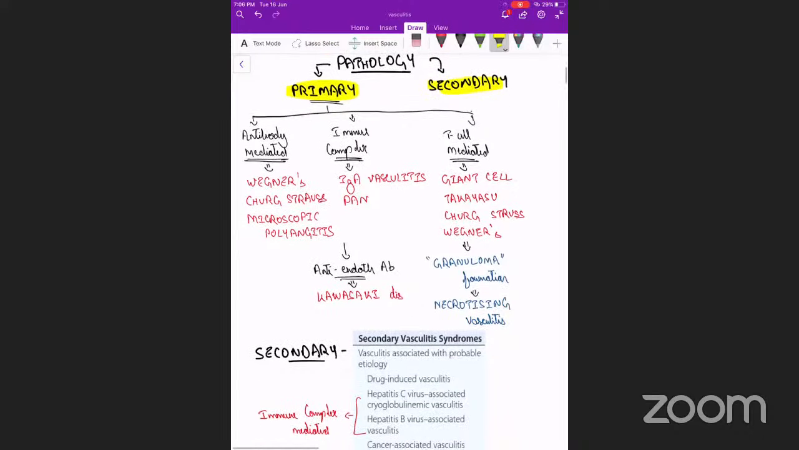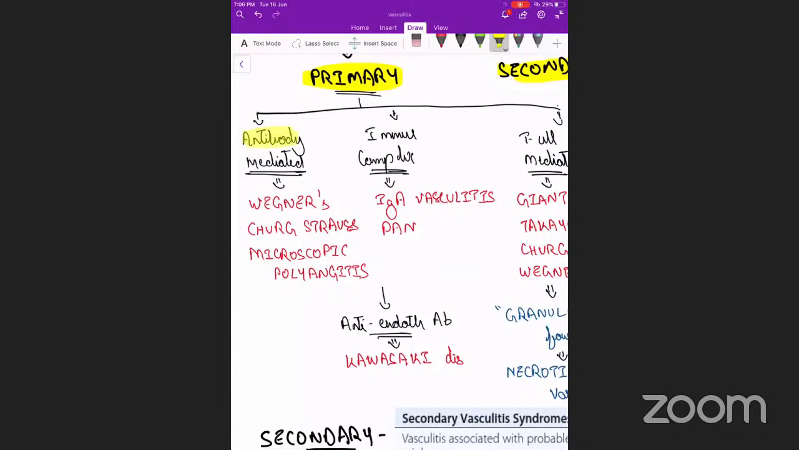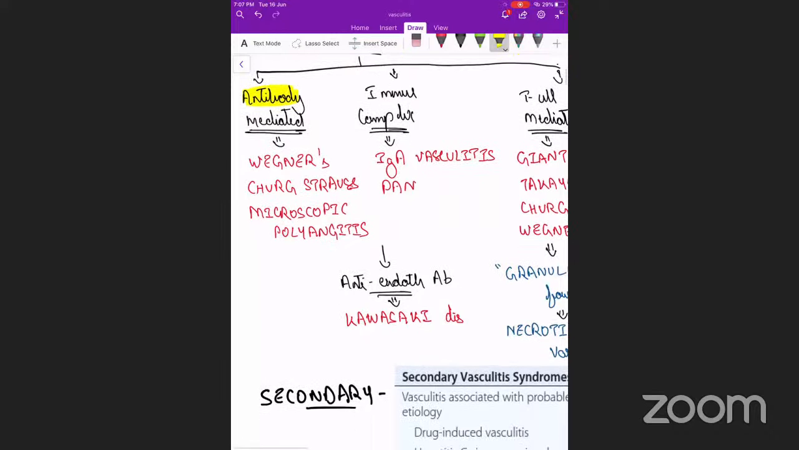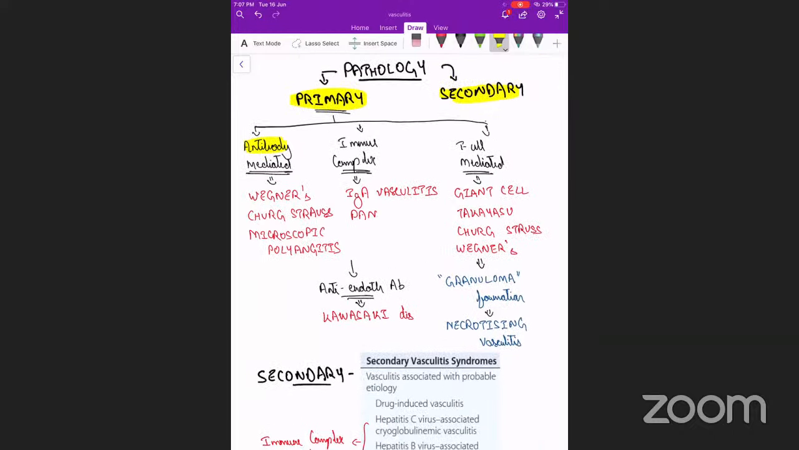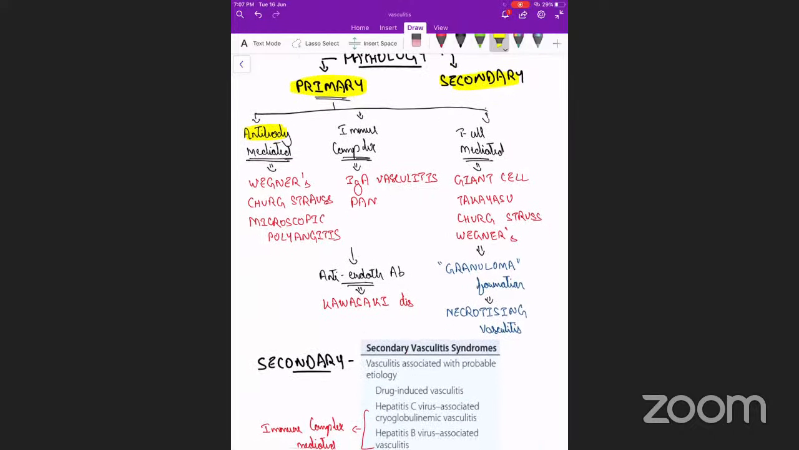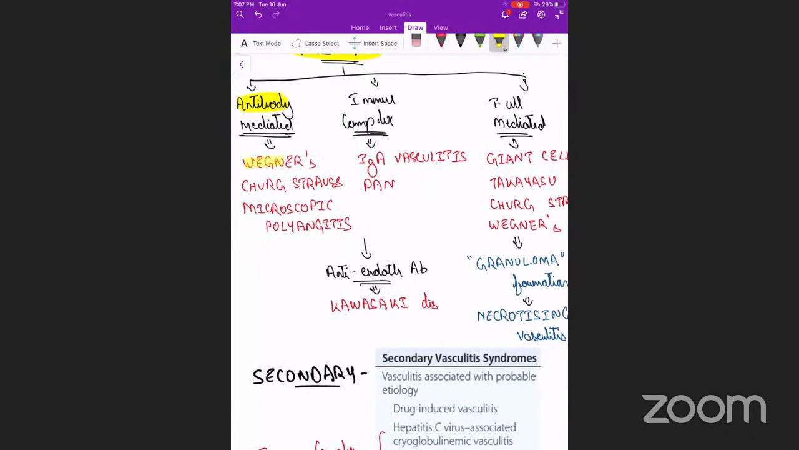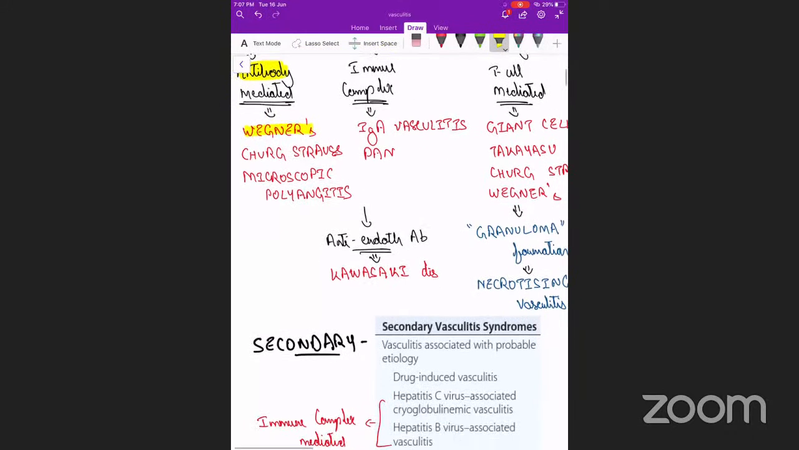The primary one will be because of antibody mediated damage. What happens over here is that antibody deposits on the blood vessel. This deposition of antibody on the blood vessel triggers the inflammatory cycle and goes forward and damages the vessel. So what are the antibody mediated ones? This is very important. This whole table is important because each thing can be asked as an MCQ. So antibody mediated can be Wegener's granulomatosis, Churg-Strauss syndrome, and microscopic polyangiitis.